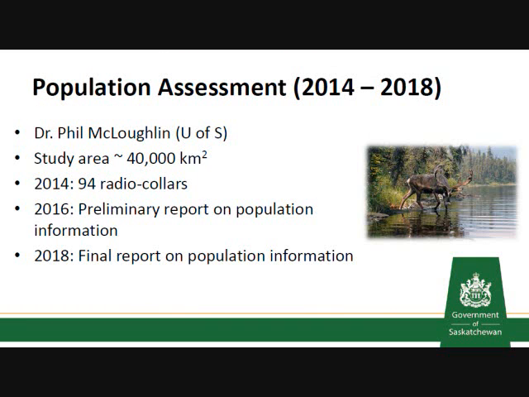So the population assessment work is led by Dr. Phil McLaughlin at the University of Saskatchewan. The work will be going from 2014 to 2018 and 19. So very, very preliminary here. Phil can talk to you more about it when you can talk to him one-on-one at the poster. In 2014, we started the work. 94 caribou collars were put out. And in 2016, we will be providing some preliminary report on the population information, and in 2018 will be the final report.